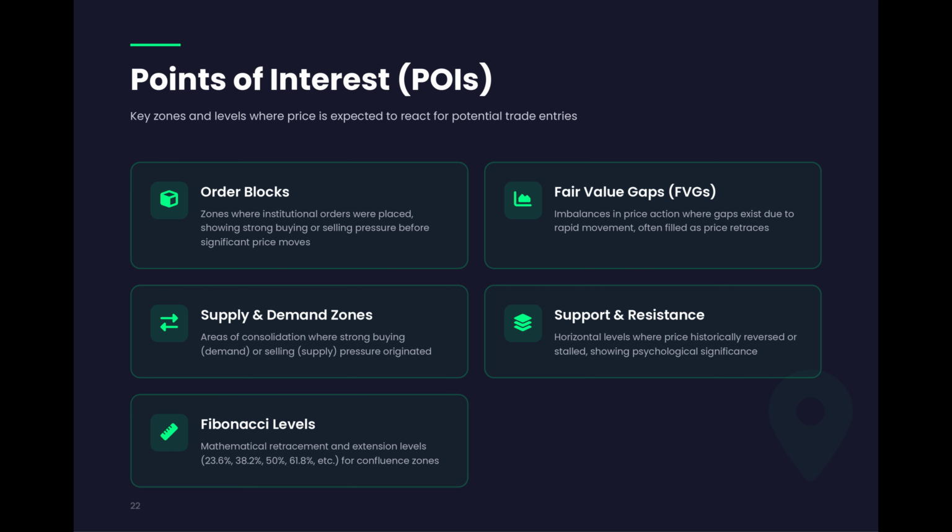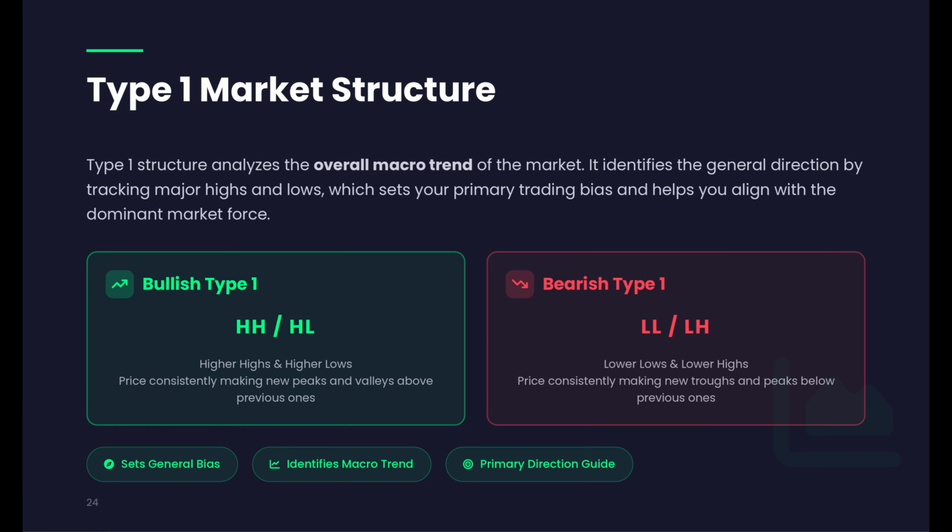Mark these carefully, annotate them clearly, and then watch how price behaves as it approaches them. Your higher time frame points of interest will become the anchor points for your entire trading strategy. These are your high probability reaction zones. Excellent. Now we arrive at points of interest, or POIs as we commonly call them. These are your key zones and levels where price is expected to react, and identifying them properly is absolutely crucial for successful trading.